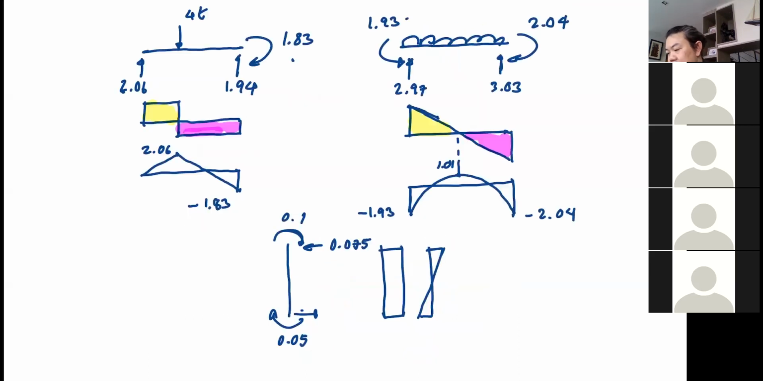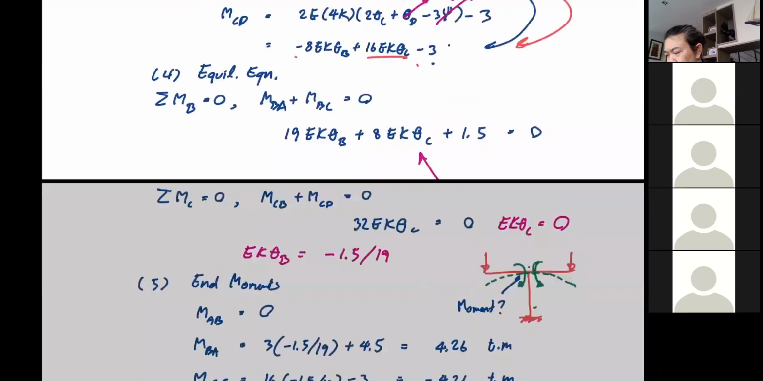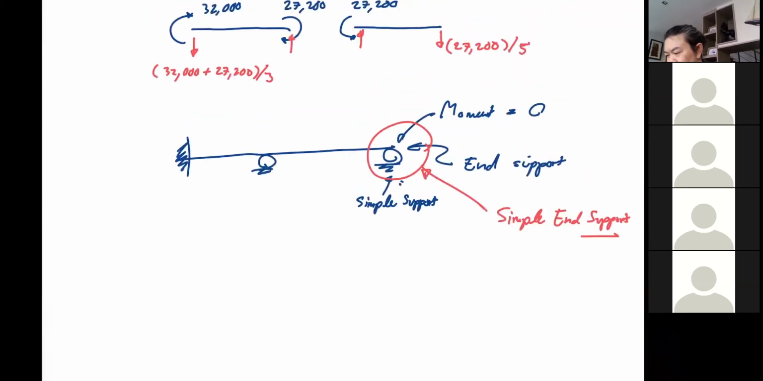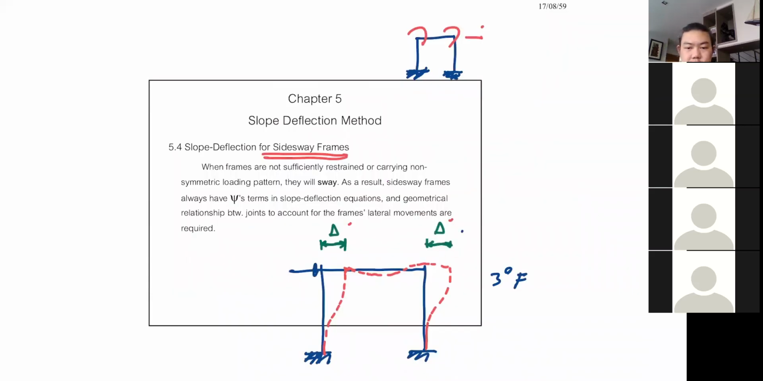So when we go back and look at this example that I gave you maybe last week, if the beam has settlement, in this example, we can calculate psi because we know how much it goes. See, it's given, it's been prescribed that it goes down this much. But when it comes to sway frame, now you actually do not know how much this is. So the displacement becomes unknown, and it is better to rearrange it in the psi term.